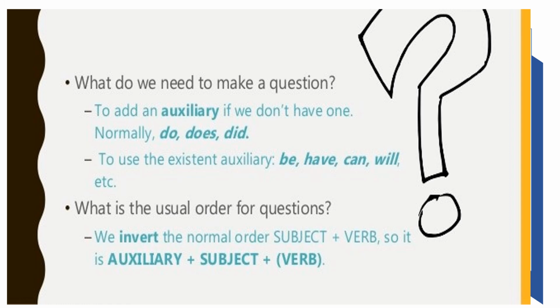Let's complete. Use an existing auxiliary: be, have, can, will, etc. Be means the verb to be: am, is, are. We use am for I, is for singular pronouns he, she, it, and are for the plural pronouns we, you, they. What about can and will? These are modal verbs.